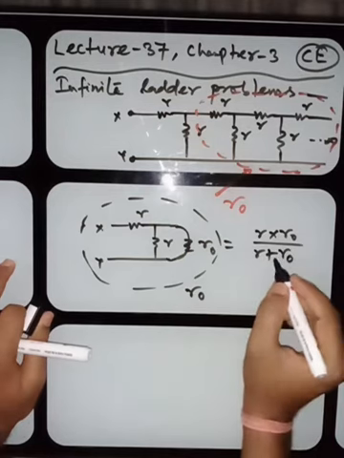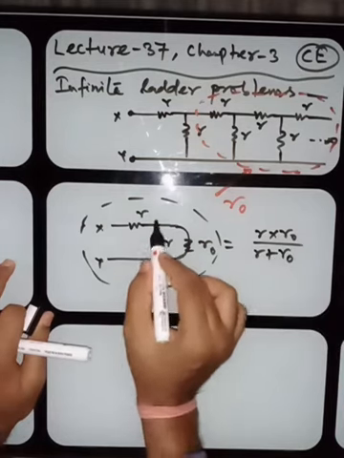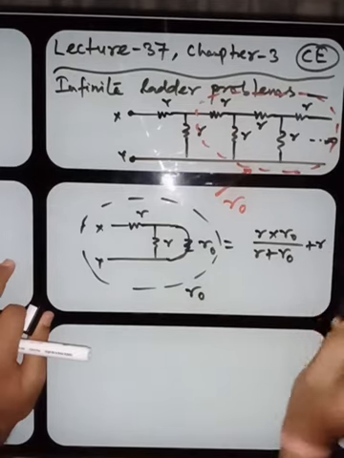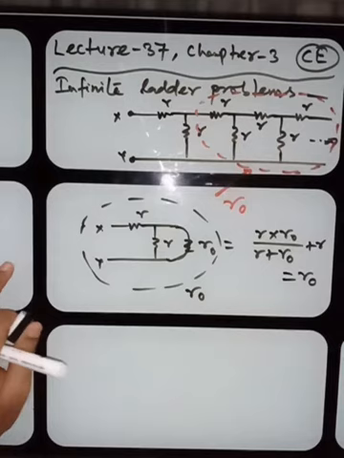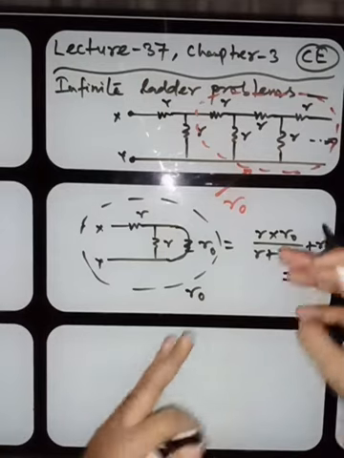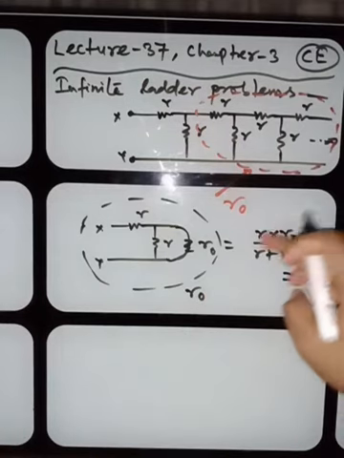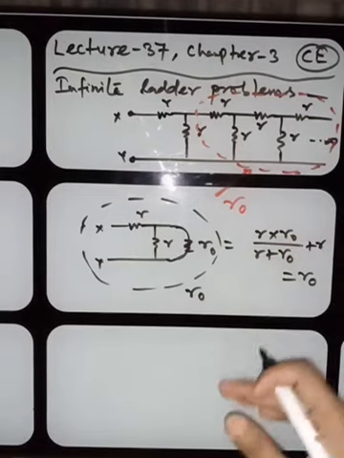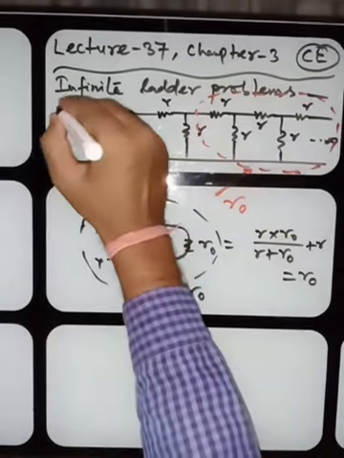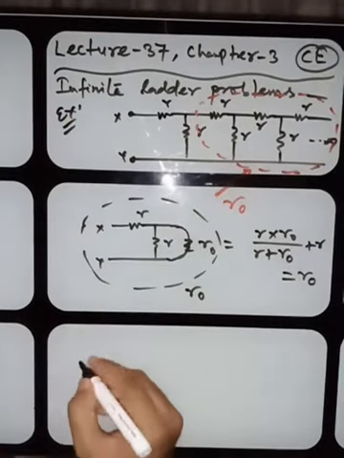And it is in series with this one, that is plus R. And this is equal to R naught. Now, by equating, you will get a quadratic equation and you will find the value of R naught. That will be the answer. So this was the example of the infinite ladder problem.